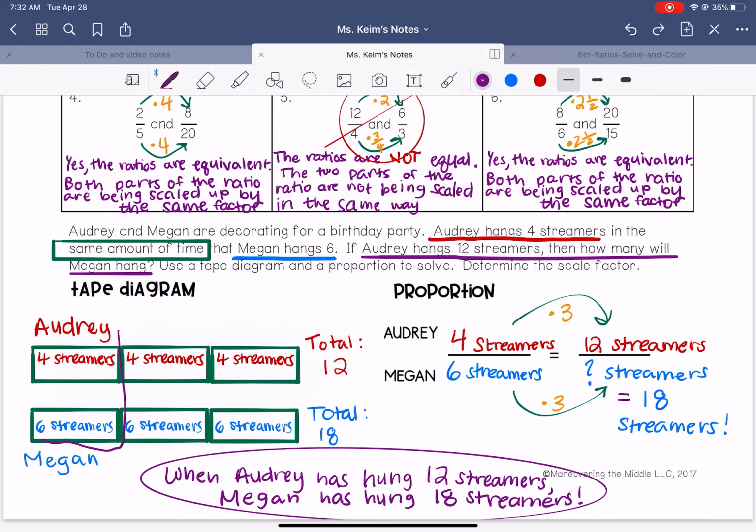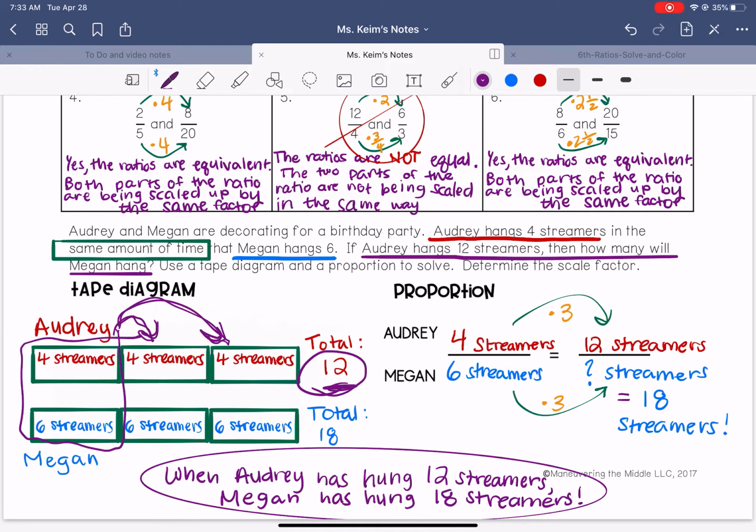I knew that Audrey hangs 4 in the same amount of time that Megan hangs 6. So that's why I use the same size block, because they hang them in the same amount of time. I also knew that we wanted Audrey to have a total of 12 streamers. So what I did is I added groups. That's why it's a multiplicative comparison, because we can't just add single numbers. We have to add groups of a number. So I added groups of 4, and I needed a total of 3 groups of 4 to get our 12.